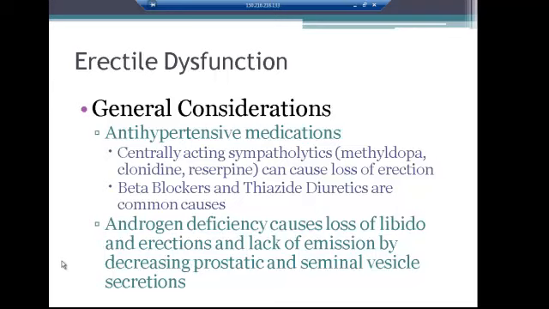Androgen deficiency causes loss of libido and erections, and lack of emission by decreasing prostatic and seminal vesicle secretions. If you don't have your androgens, you're not going to make sperm. You're not going to make the fluids that you need to have an emission.